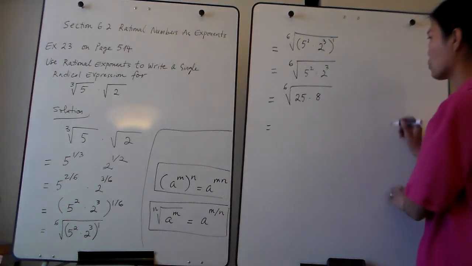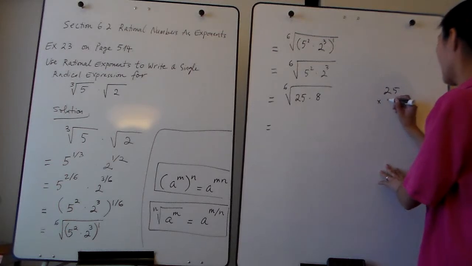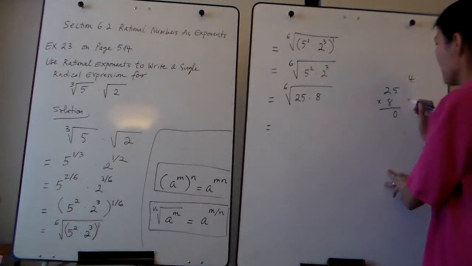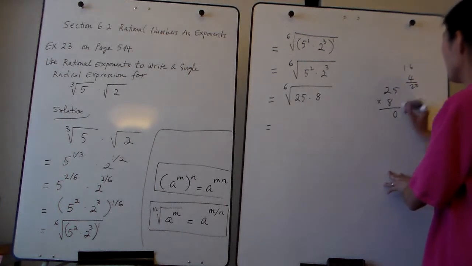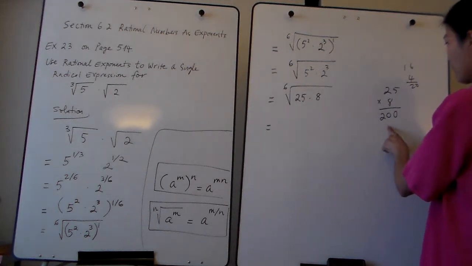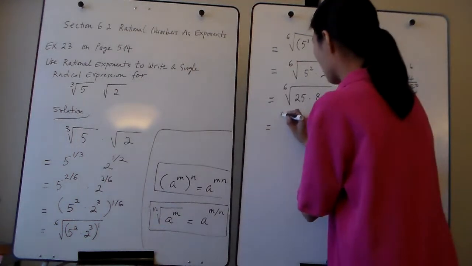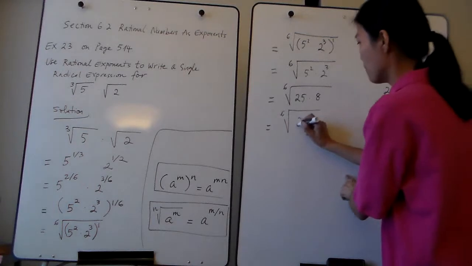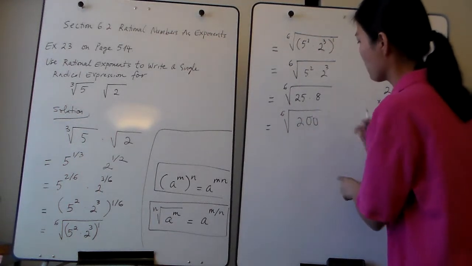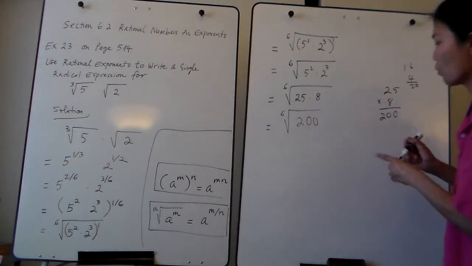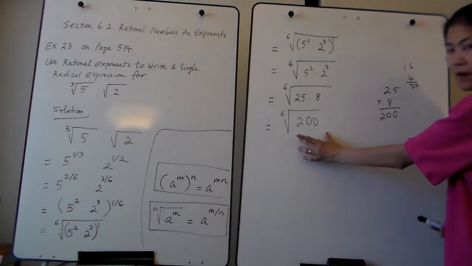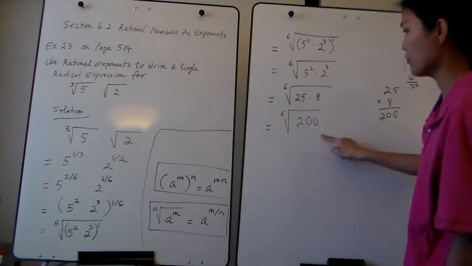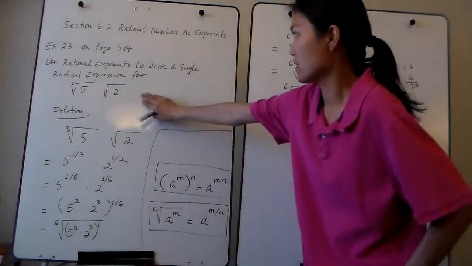Now 25 times 8: 8 times 5 is 40, write 0, carry 4. 8 times 2 is 16, 16 plus 4 is 20. So we have 200 here. So I'm going to replace the 25 times 8 with 200. Now as you see, we're done because we cannot simplify any further. So the answer is the 6th root of 200.